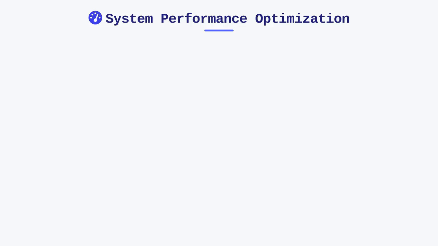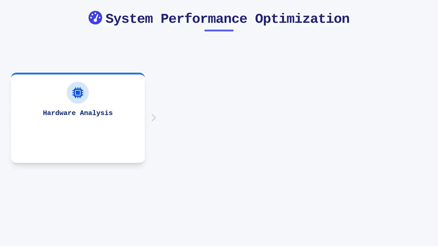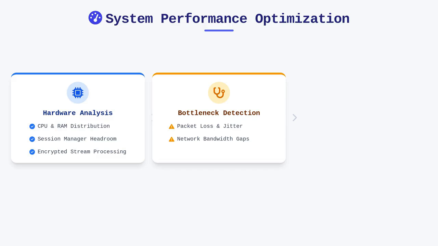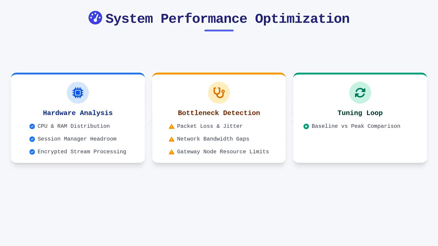Effective optimization depends on maintaining a clear understanding of the hardware limits associated with your virtualization or bare metal environment. You should look at the CPU and RAM distribution for each component, ensuring that the session manager servers, for instance, have enough headroom to handle encrypted stream processing without dropping packets. If you are noticing packet loss or jitter in privileged sessions, the bottleneck is often found at the intersection of network bandwidth and local resource availability on the gateway node. Tuning these parameters is an iterative process that begins with defining your baseline performance metrics during normal business hours.